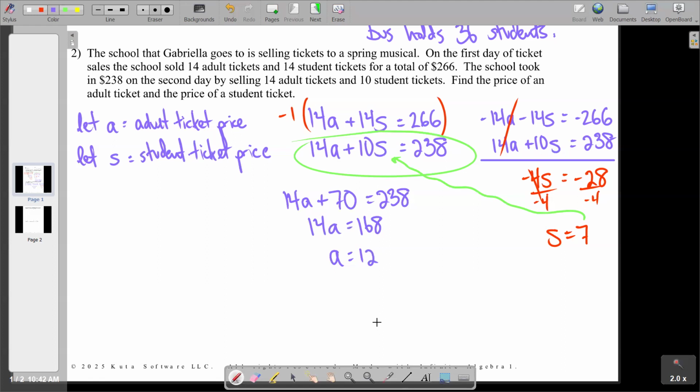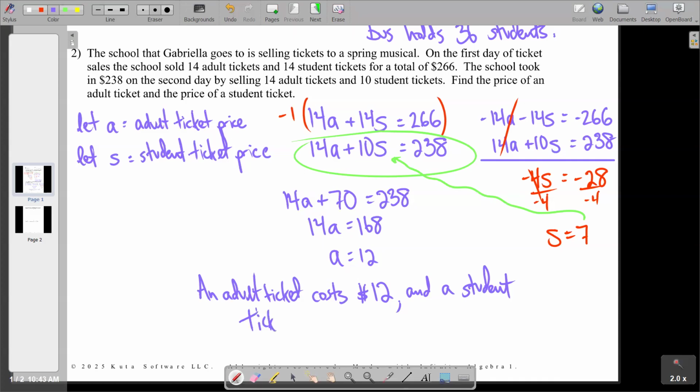Time for step 4. And what's step 4? Answer the question, right? So we could say an adult ticket costs $12, comma, and a student ticket costs $7. Got the gist? All right. 4-step process. Let's head over to page 2.